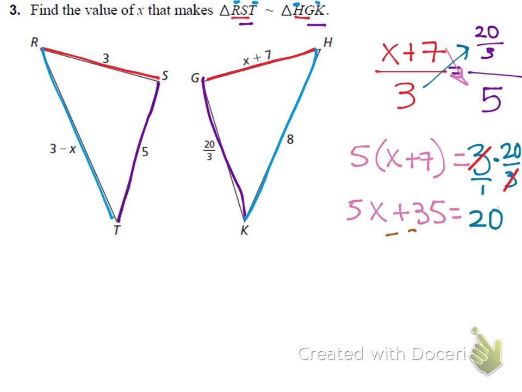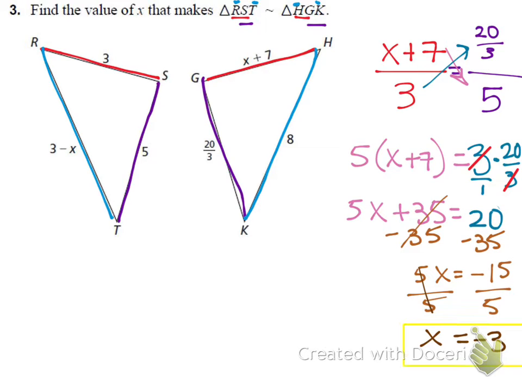Subtract 35. 5x equals negative 15. Divide by 5. And x equals negative 3. So, you can have a negative x. Look at this. When we plug it in over here, 3 minus negative 3. What happens when there's already a minus there? It's going to become a plus. And then the same thing here. Negative 3 plus 7. What does that become? Yeah, positive 4. So, yes, you can have a negative x as long as it becomes a positive side.